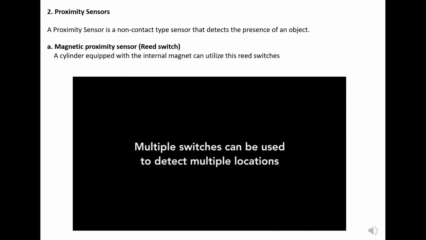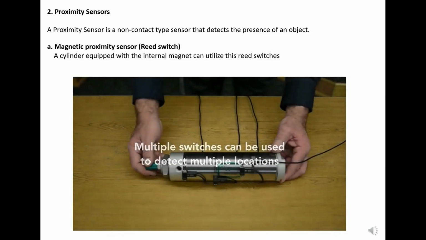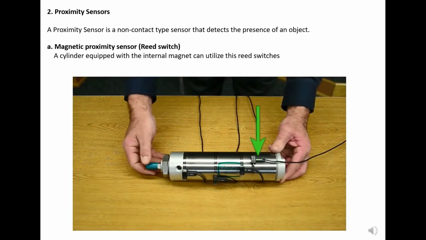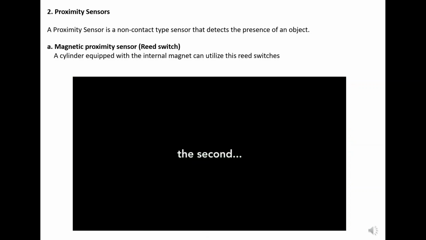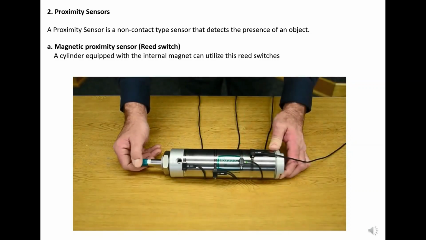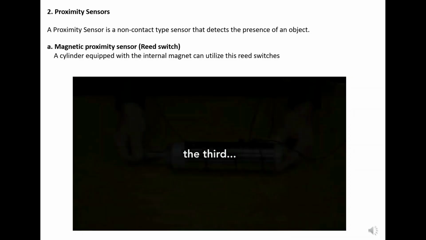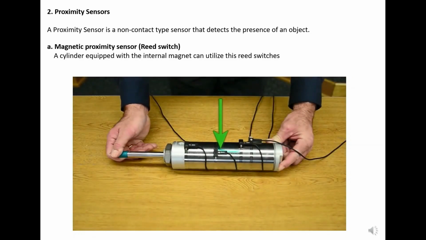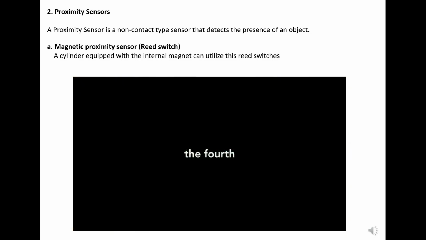Multiple switches can be used to detect multiple locations. Here you can see the LED indicates that the magnet is under the first switch, then the second switch, then the third switch, and finally the fourth switch.